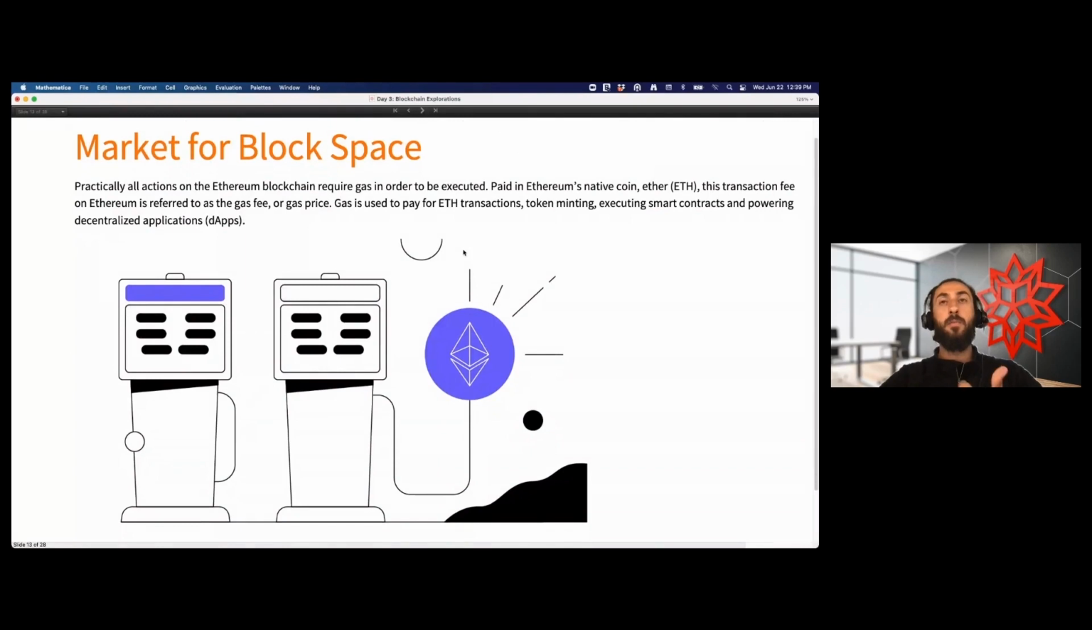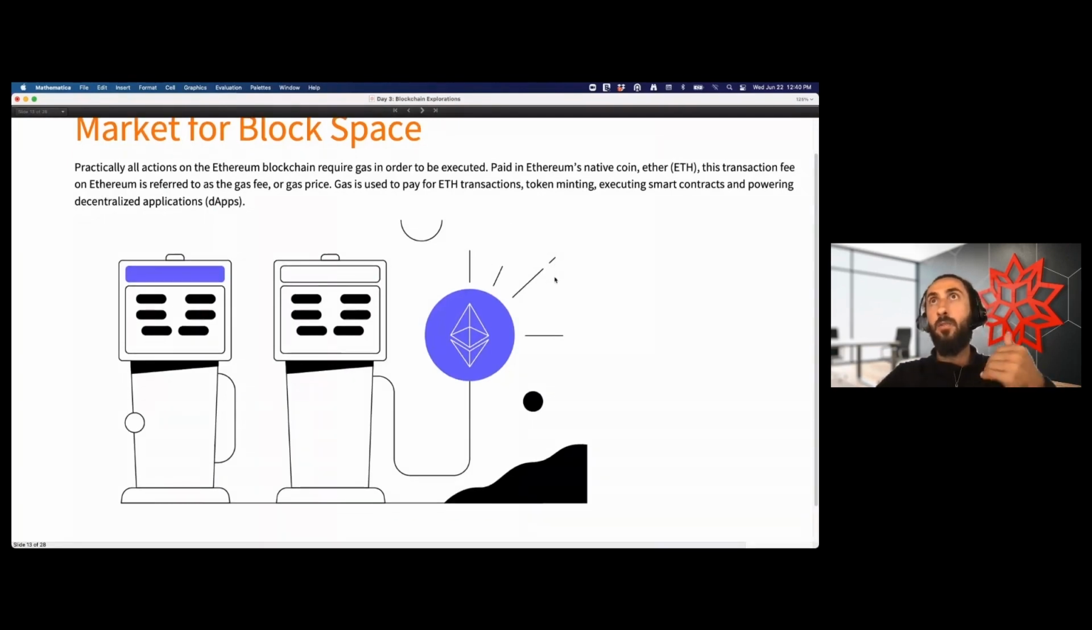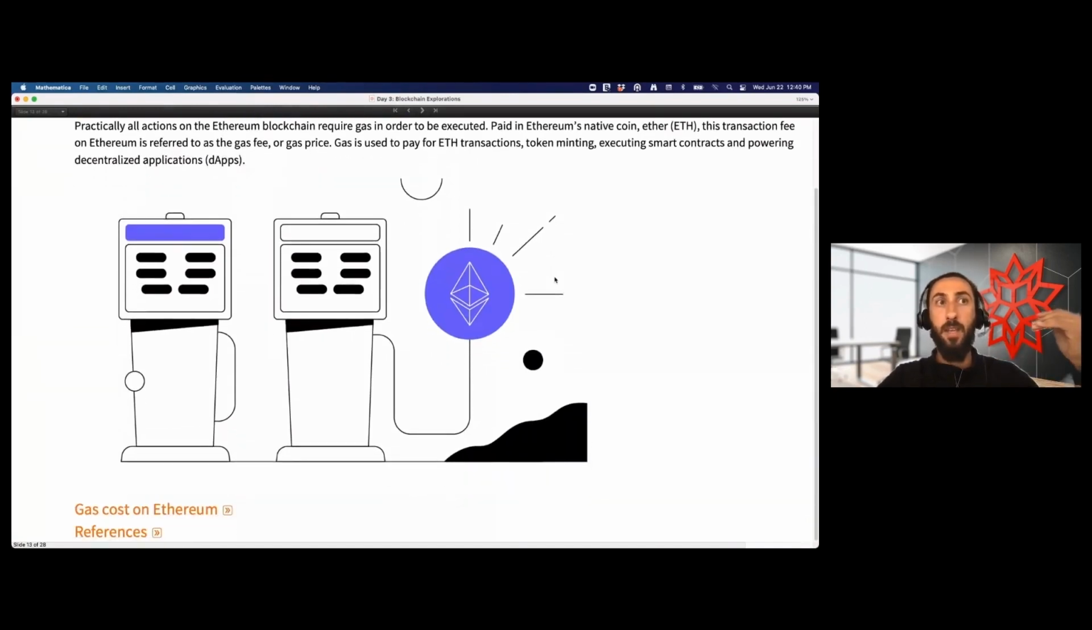So that's what Ethereum is essentially creating, a market for block space. And all transactions on Ethereum require gas in order to be executed. Paid in Ethereum's native coin, Ether, the transaction fee is referred to as a gas fee or gas price. And that's what's used for token minting. It's used for executing smart contracts and powering any decentralized applications.